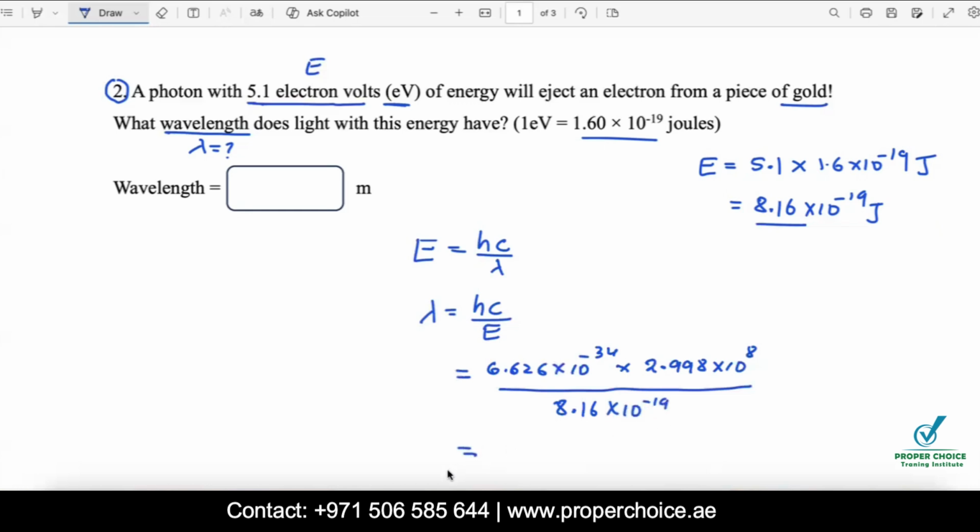So if you put all this data carefully in the calculator, you'll get 2.427 into 10 to the power negative 7 meter. This is the wavelength you get. 2.427 into 10 to the power negative 7 meter, or it could also be represented in micrometer or nanometer. You can make use of unit conversion. So that's how the question can be asked.